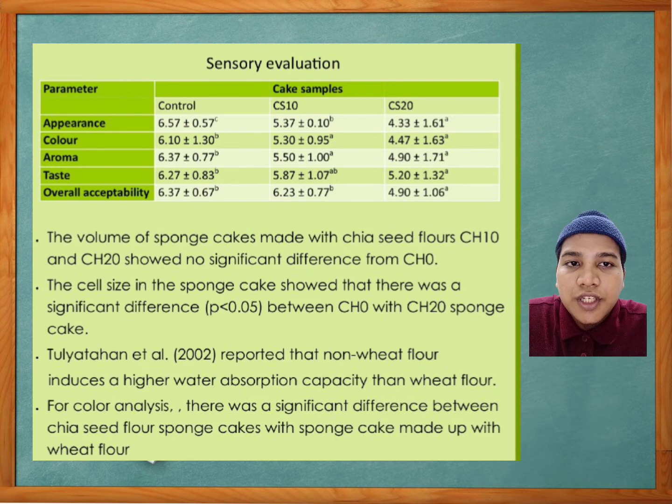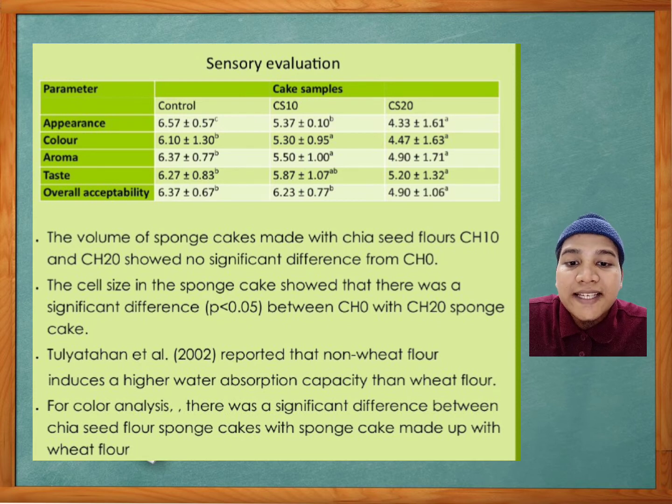For sensory evaluation, first, appearance. Most panelists preferred control compared to cake supplemented with chia seed flour. This is because the addition of chia seed flour can cause non-uniformity in appearance. Next, for color, most panelists also preferred control, which is yellow cake, compared to dark cake, which is cake supplemented with chia seed flour.